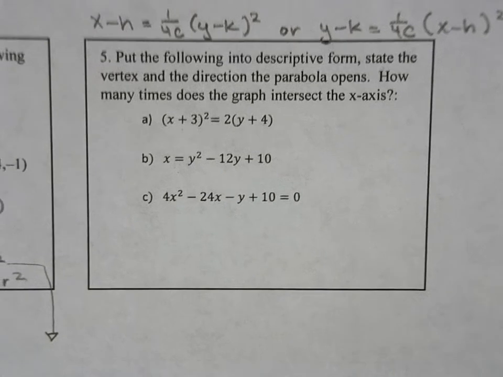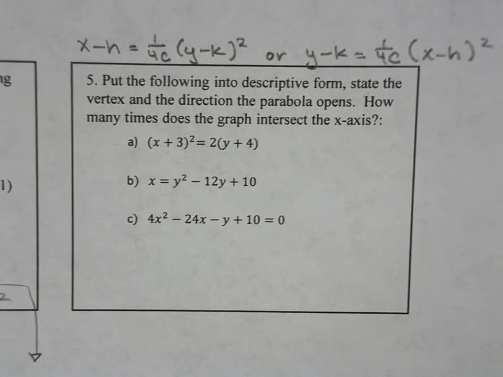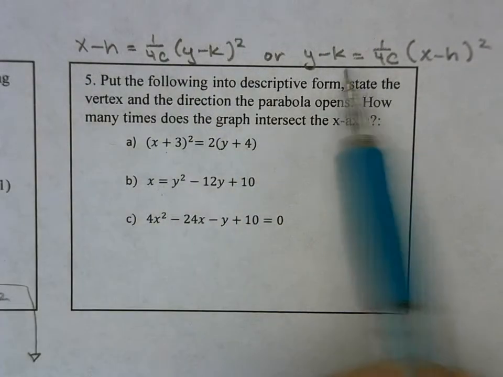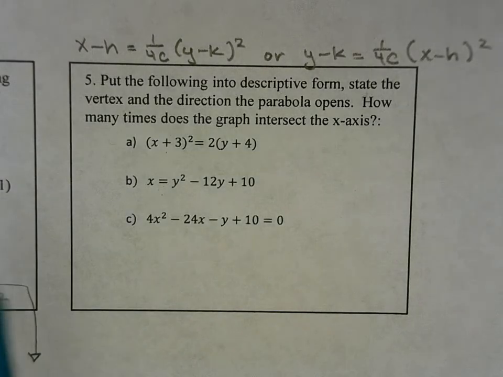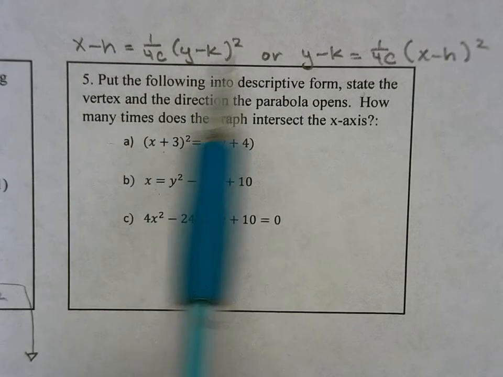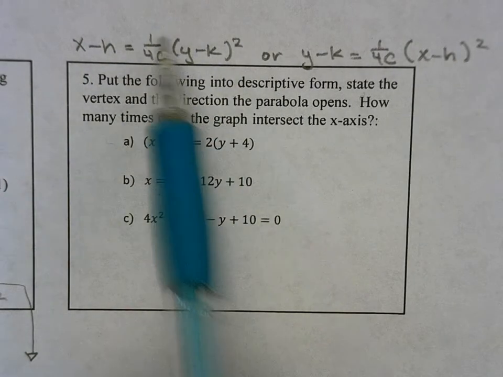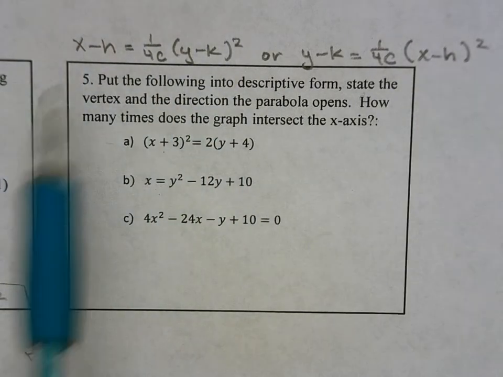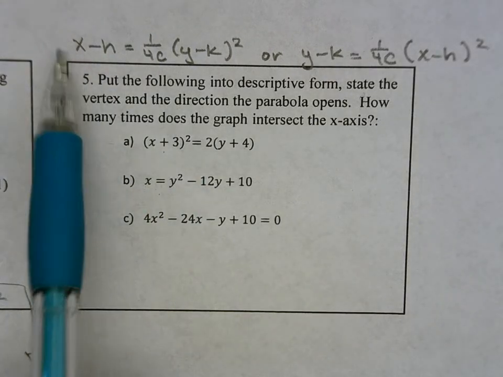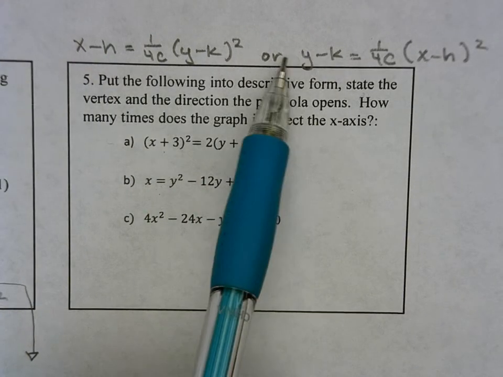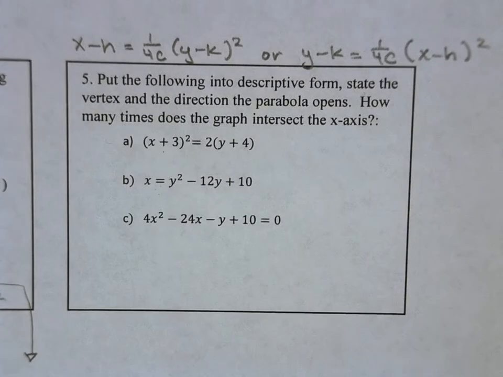Right? So I have either x is equal to or y is equal to in order to put into descriptive form. So pay attention to the fact that the squared is over here on the right-hand side, right? Squared is on the right-hand side, and then my linear term is on the left-hand side. And then my x should not have a coefficient, my y should not have a coefficient. It should always be in front of those parentheses.